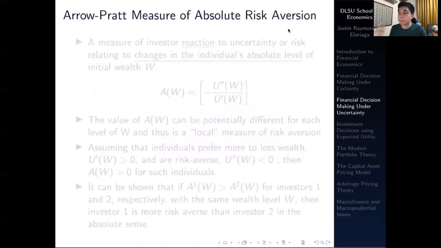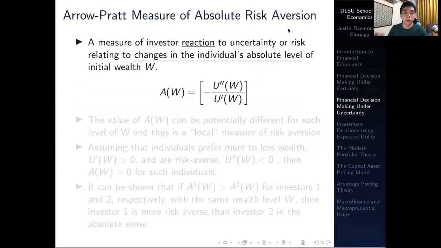So in this video, we're going to posit two measures, and both were formulated by Arrow and Pratt. So we have our two measures that we will put in place. The first one is the Arrow-Pratt measure of absolute risk aversion. So note the word absolute.